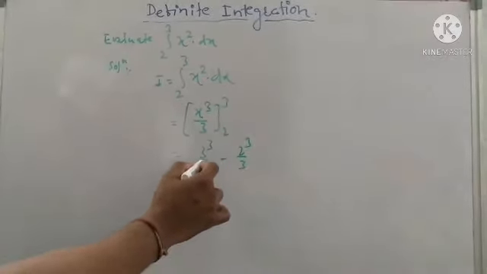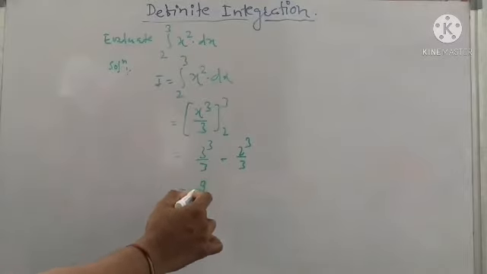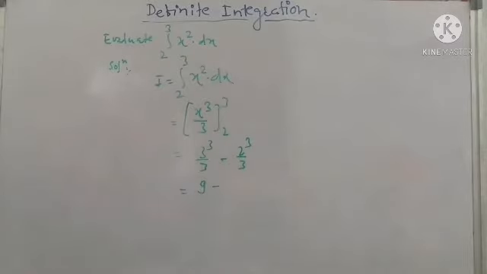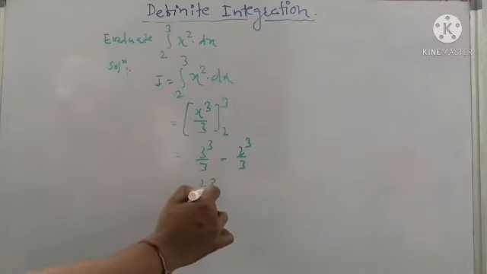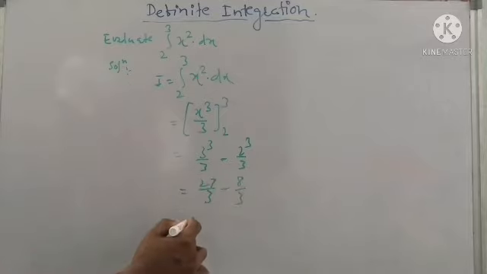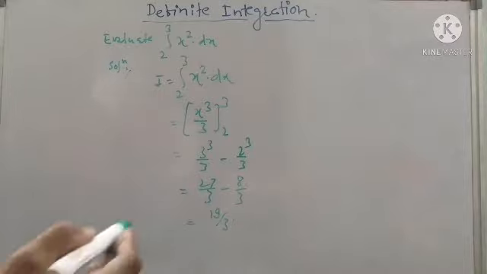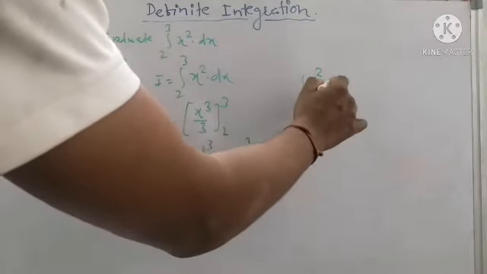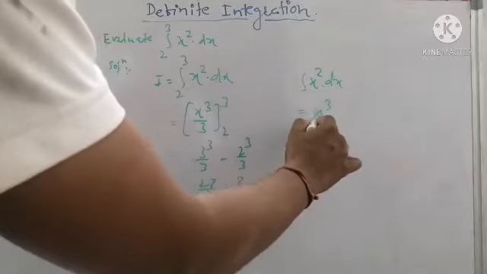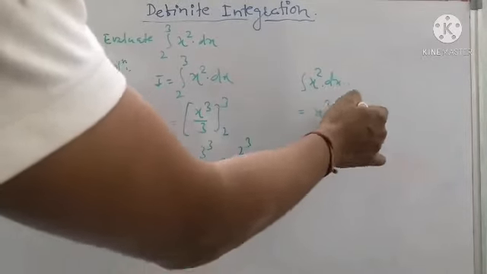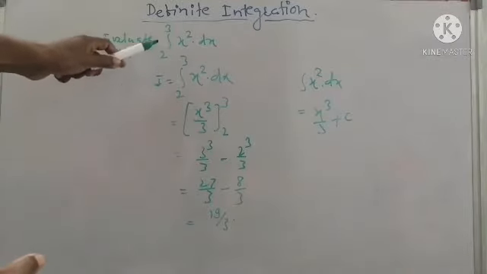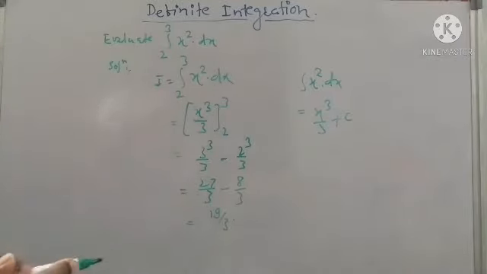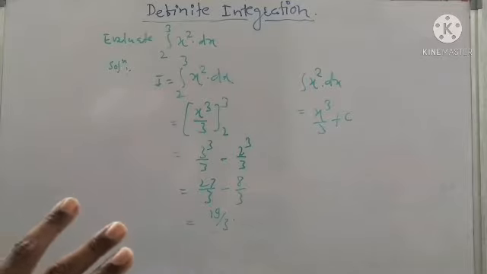Now simplifying this, 3 cube is 27 by 3, minus 2 cube is 8 divided by 3. So we get the simplification as 19 by 3. You can observe that if we take the indefinite integration of x square, we get the answer x cube by 3 plus c, which is again a function of x with constant of integration c. But in definite integration of x square from the given limits 2 to 3, we get the value 19 by 3, which is a constant, which is definite.